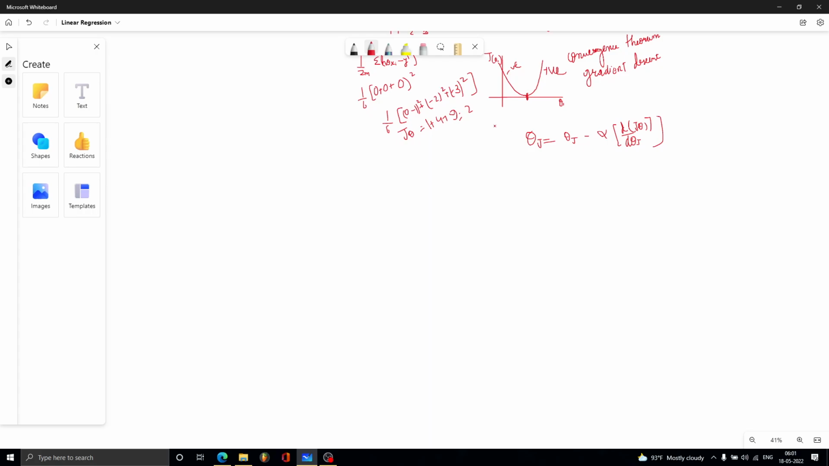Now how to calculate it? Basically this is our learning rate here. Learning rate is nothing but alpha, equal to our learning rate, and learning rate is a very small value. Sometimes we also call this function the optimizer, the gradient descent optimizer.